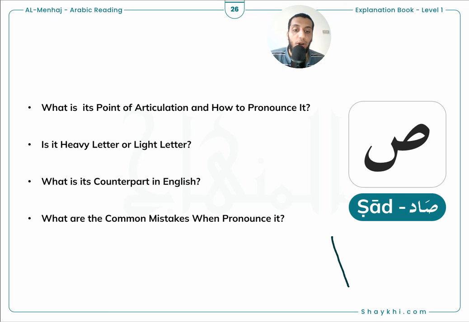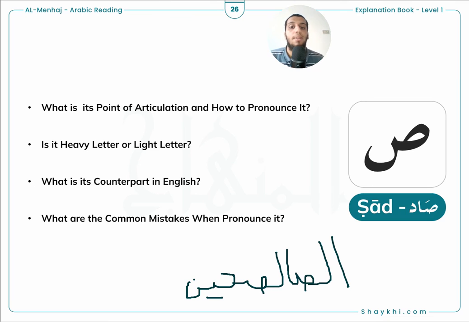Also, the common mistake related to heaviness and lightness that we mentioned is making a circle with the lips when pronouncing the letter Sad, like in the word as-salihina. Some students and some people say it while circling the lips. They imagine that a heavy letter means circling the lips, and this is wrong. There is no relationship between circling the lips and heaviness. Heaviness is done by raising the back of the tongue. So don't say it with rounded lips, but say it with the back of the tongue raised.